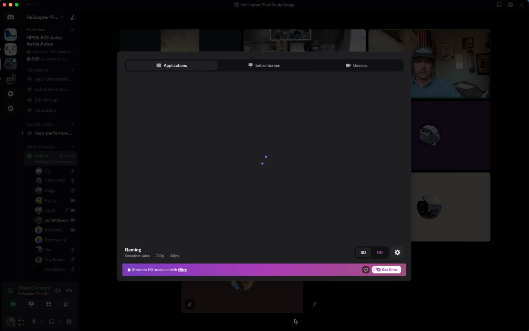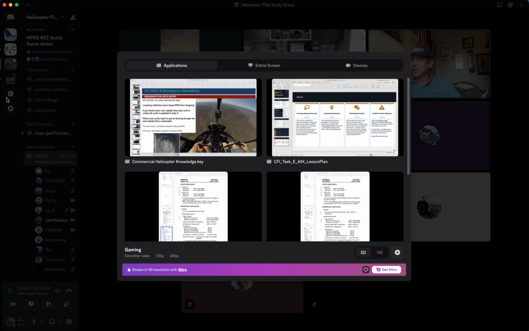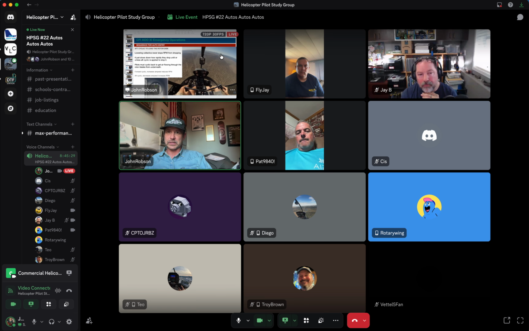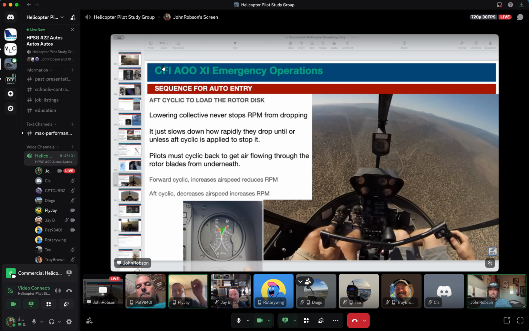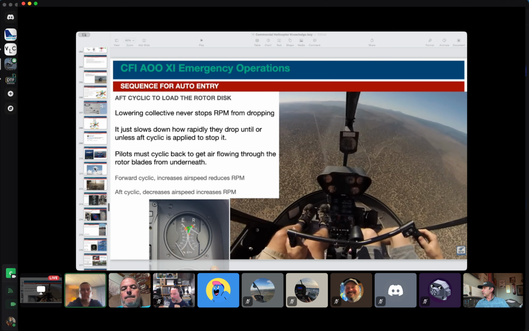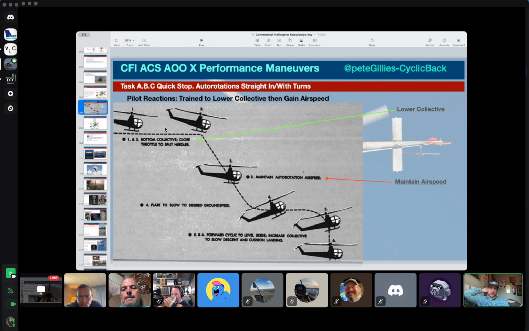And that's why I think it's slightly outdated, what they had been trained to do in the past. I'll share my screen here. If you can see my screen, on this presentation it's: bottom, lower collective, throttle to split the needles. This is to initiate an autorotation. But the next thing that was taught historically was maintain autorotation airspeed.